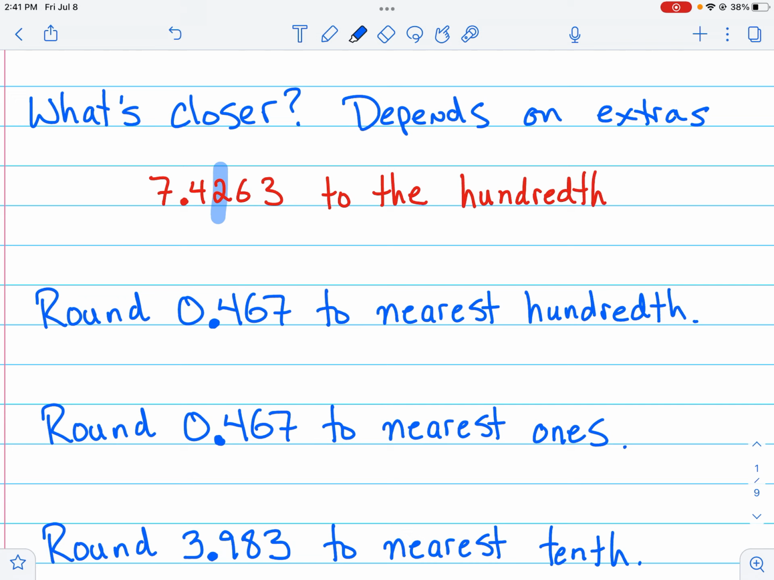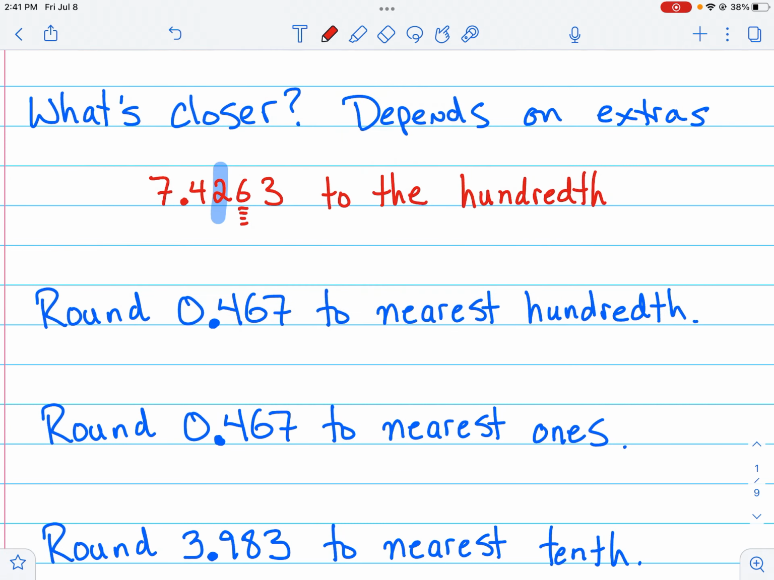I'm going to identify the hundredths place, and then what I'll do is look one space to the right and identify, is this number closer to like a 10 or is it closer to a 0? And the cutoff there is 5. If it's 5 or above, we move it up 1. So this is clearly bigger than 5.